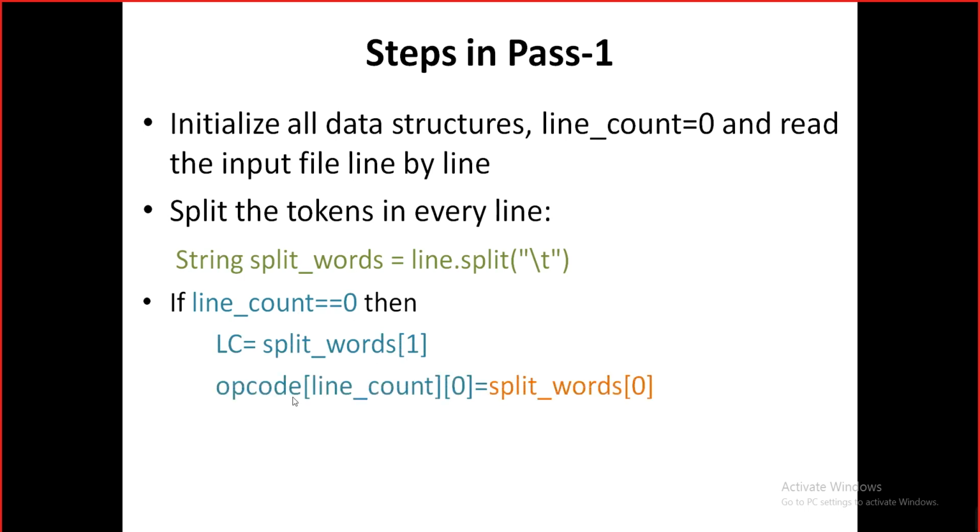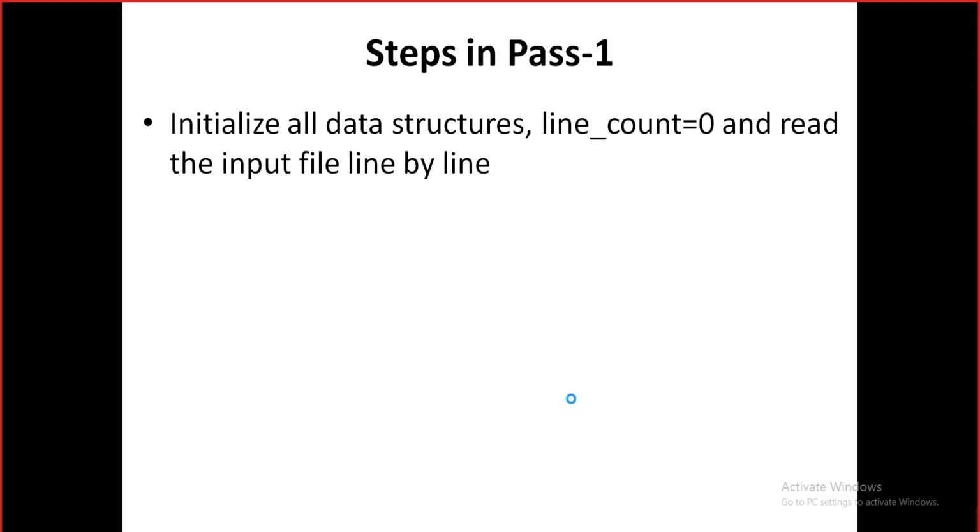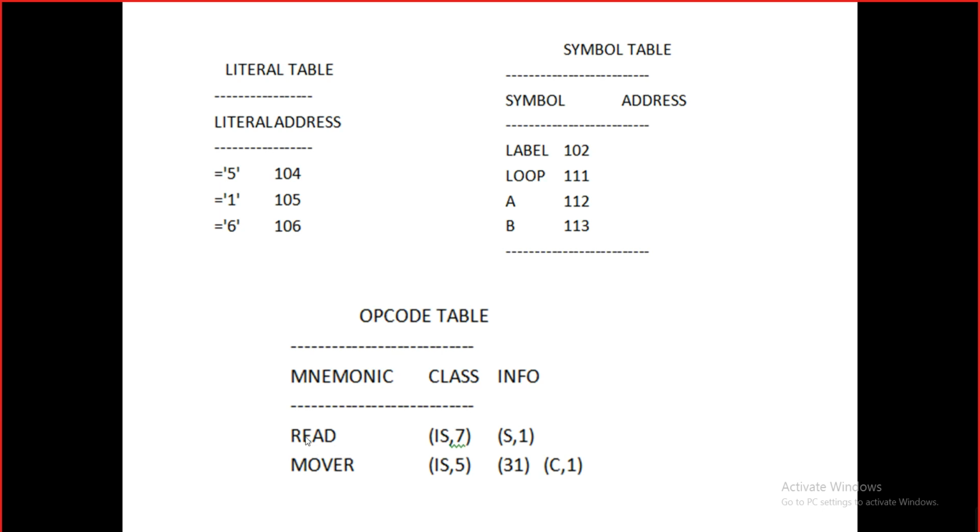Next, I have to generate an intermediate code for this start statement, right? So in the opcode matrix, in the zeroth row, why zeroth? Because line count is currently 0. In the zeroth row of the opcode matrix and in the zeroth column, what will I write? Start itself, because you know what format we are following. Over here you can see the mnemonic, the class of it, and if there is any operand we will write the opcode for that operand, right?